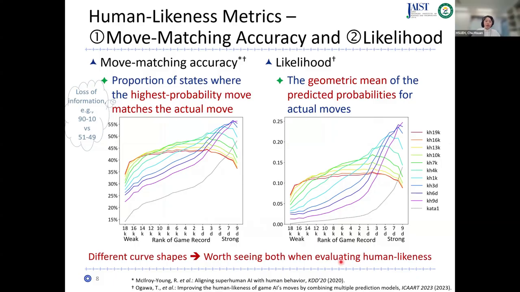Then when we compare the move matching accuracy and the likelihood, we find the curve shapes are quite different, which means that they capture different characteristics of human likeness. So when evaluating human likeness, it is worth looking at both.